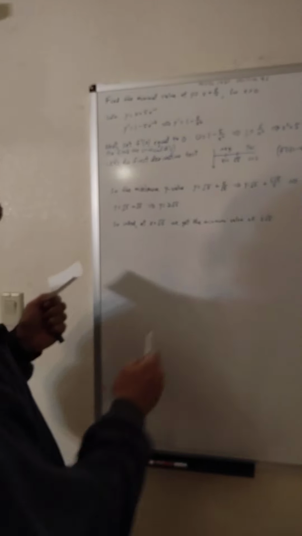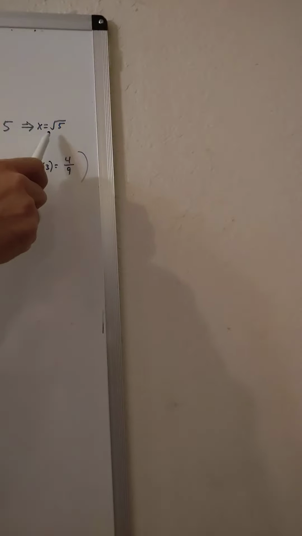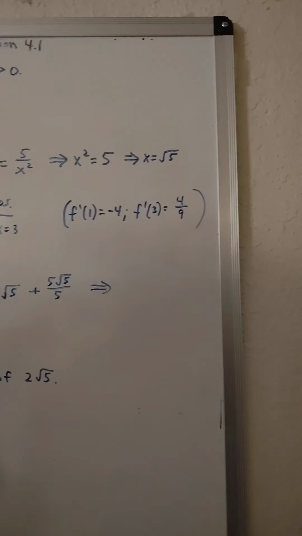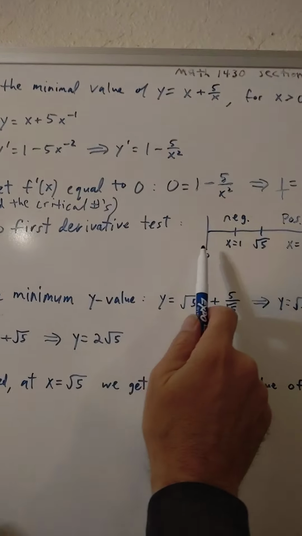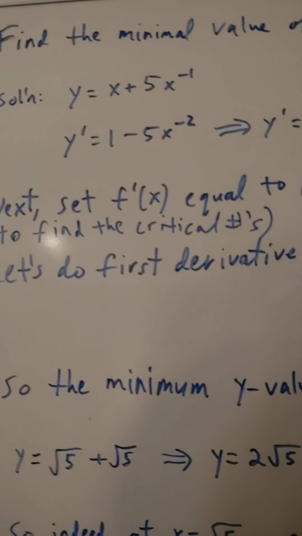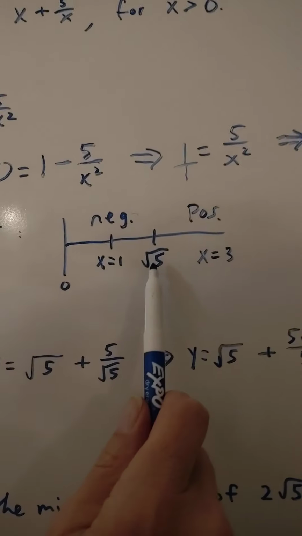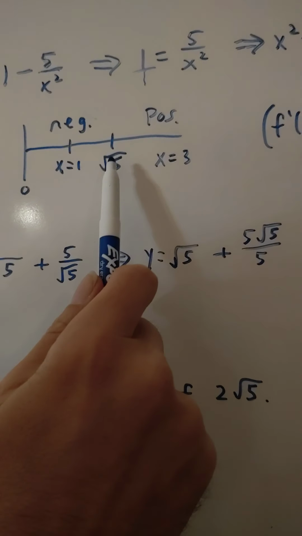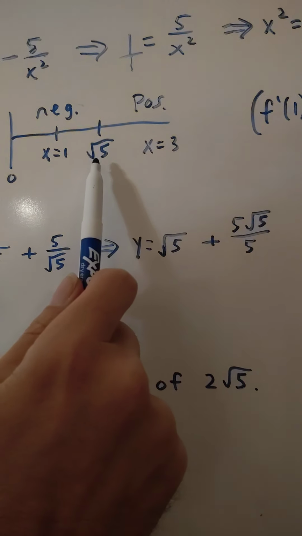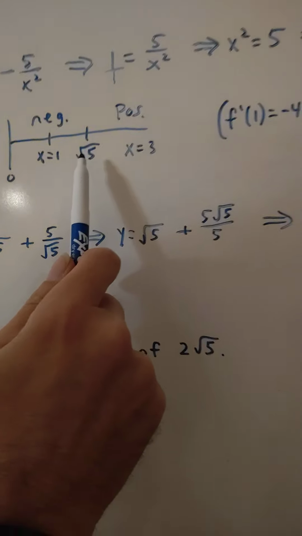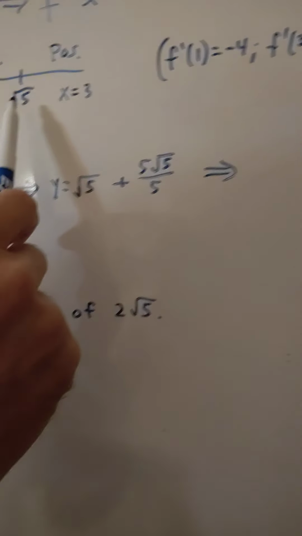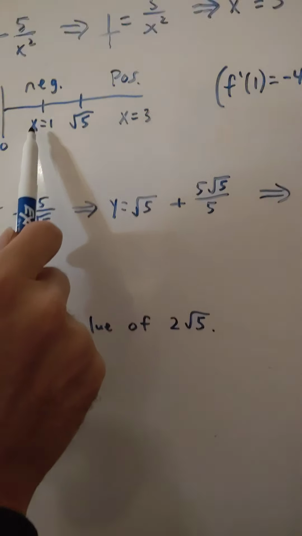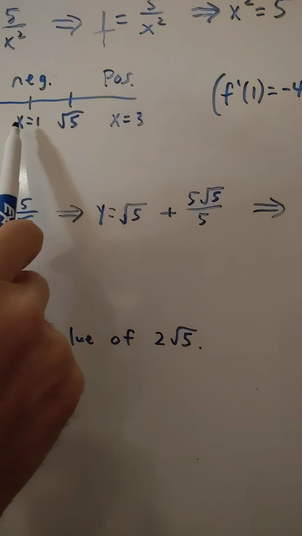Okay, so now that we found our critical number, let's do the first derivative test. So we're going to do this little first derivative sign chart here. Notice I put the square root of 5. That's our critical number. Now these are test points. Pick a number less than the square root of 5. Square root of 5 is roughly something over 2. So that's why to the left of it, I wrote x equals 1. That seems like a nice, easy number to choose.